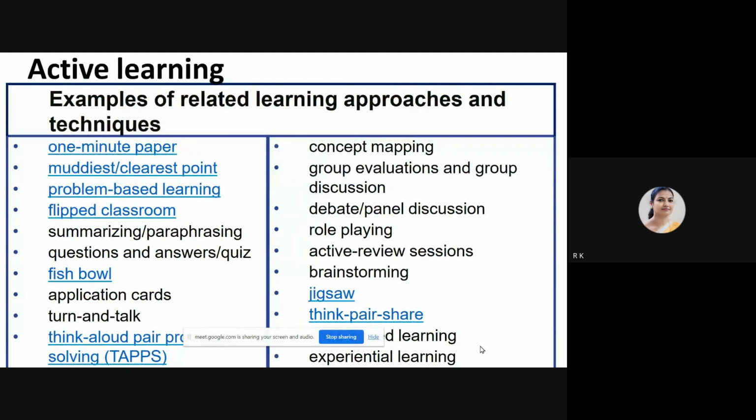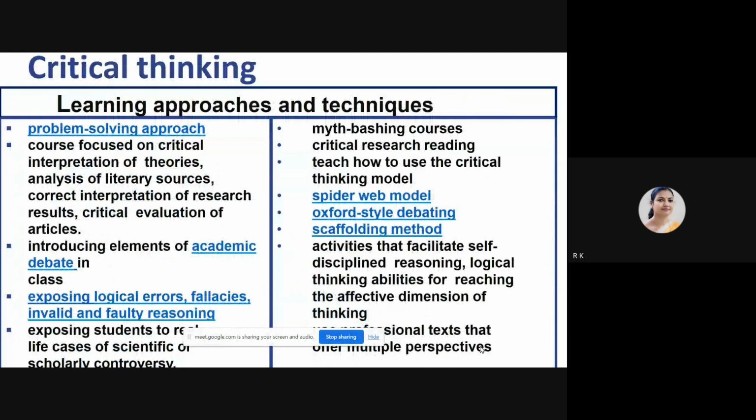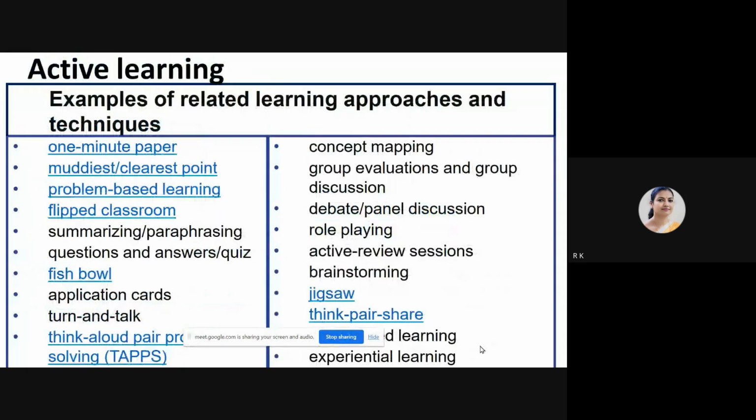And then comes the active learning. Here I've given a lot of examples. Fishbowl is one, jigsaw is another one. Think, pair and share, which we have already discussed. Make the classroom think, pair and share. One minute paperwork, putting some topic in a bowl and asking them to pick it up and discuss in the classroom. So debate and panel discussion will all come under active learning.